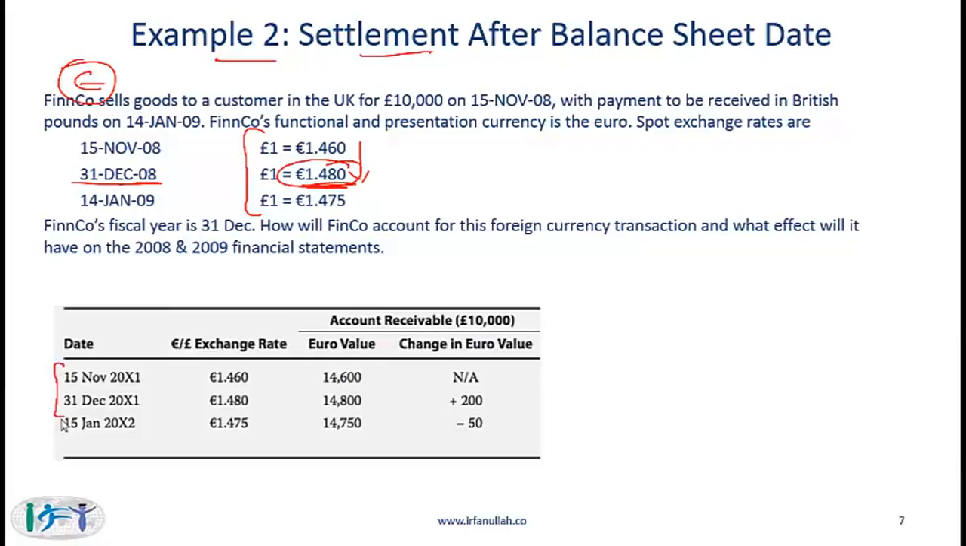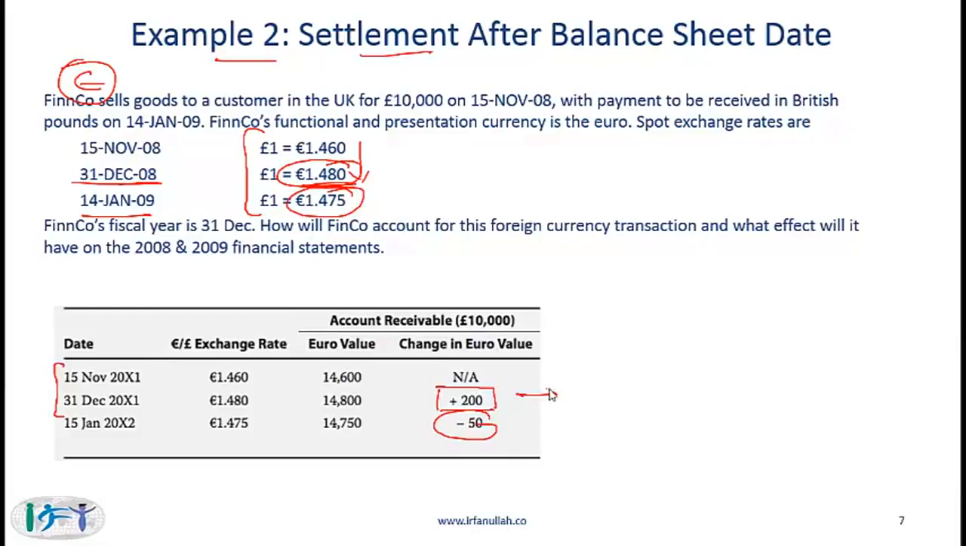Since pounds are coming in, we are happy if the pound goes up in value. If you look at 15th November and then 31st December, because of the appreciation of the pound, there is a foreign currency gain. That gain is equal to 200. But then between 31st December and 14th January, the value of the pound goes down. And that is reflected here as a negative number.